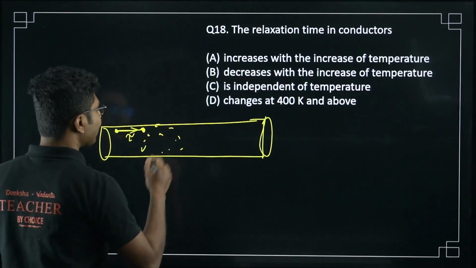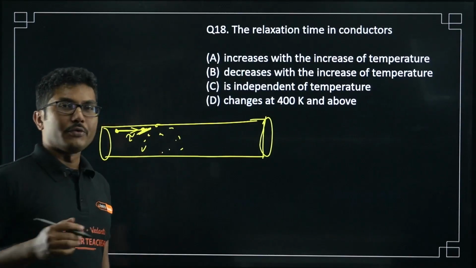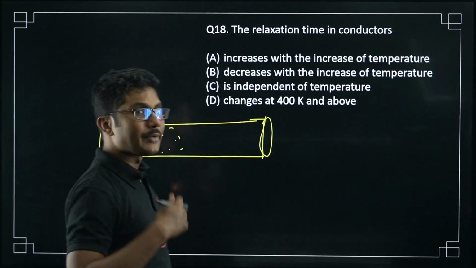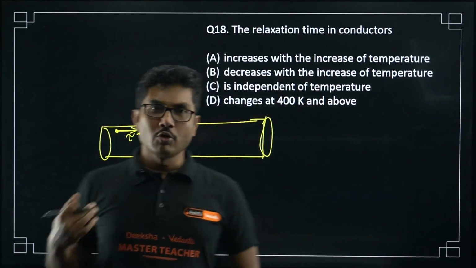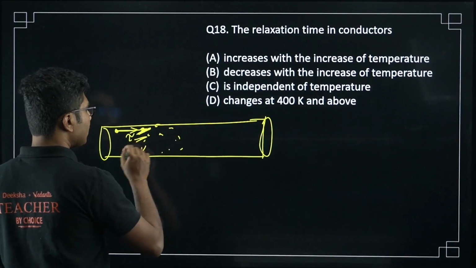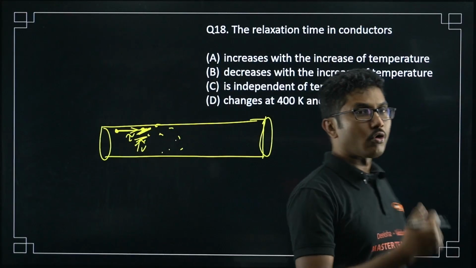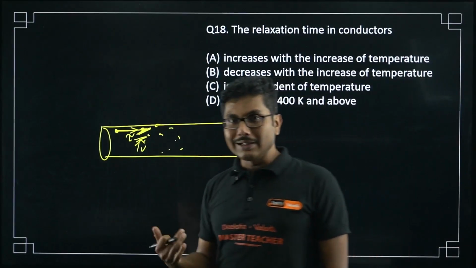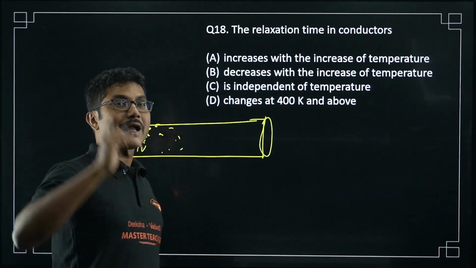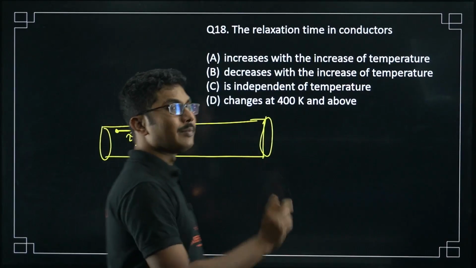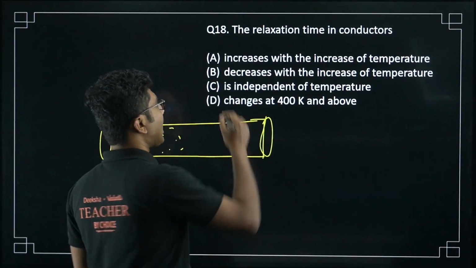Now if you increase the temperature, the electrons will start vibrating with higher frequency, right? They will start vibrating more. Whoever was silent, they will also start vibrating, right? So more vibration means more collisions will happen between the electrons. More collisions means the collisions will happen more often, more quickly. So more quickly collision means the relaxation time decreases. Less time means decrease, right? So as you increase the temperature, relaxation time decreases.